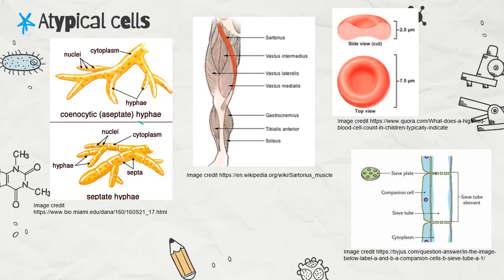The first up are these hyphae, aseptate hyphae in fungi. So these are fungal cells. These are the cells that grow underground in fungi. They are not roots, but they kind of look like roots, but they're not roots. They're hyphae. And some fungi actually have what we call aseptate hyphae.